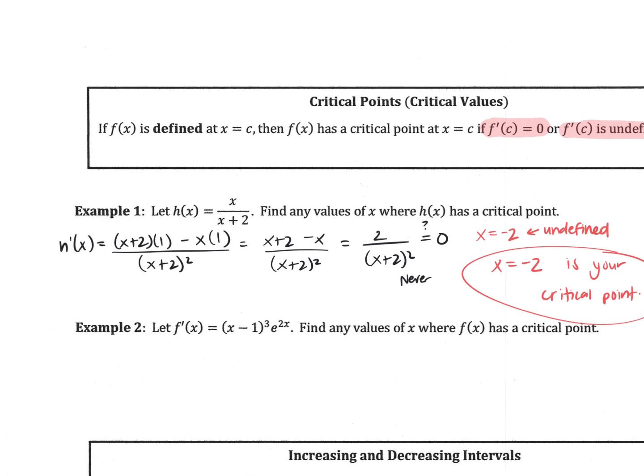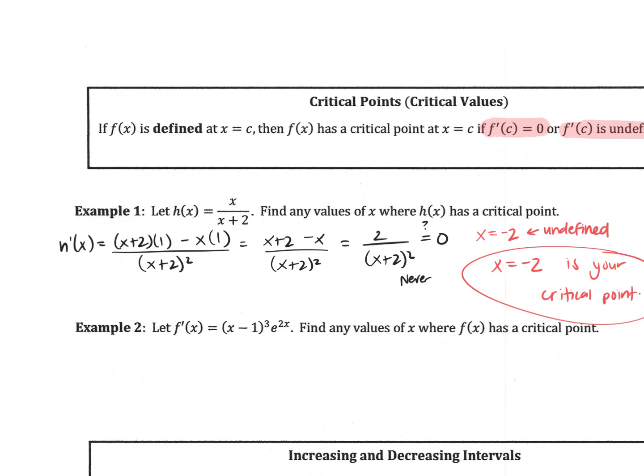If we think about it, this graph is again going to have a vertical asymptote, which we could have seen from this right here at the very beginning. If I were to graph that, I would have a vertical asymptote at negative 2. Therefore, it is undefined at that point, or not continuous. So that is one of our critical points. But we're not actually going to solve anything else from here, just getting some practice finding critical points. Example 2, we're given the derivative function.